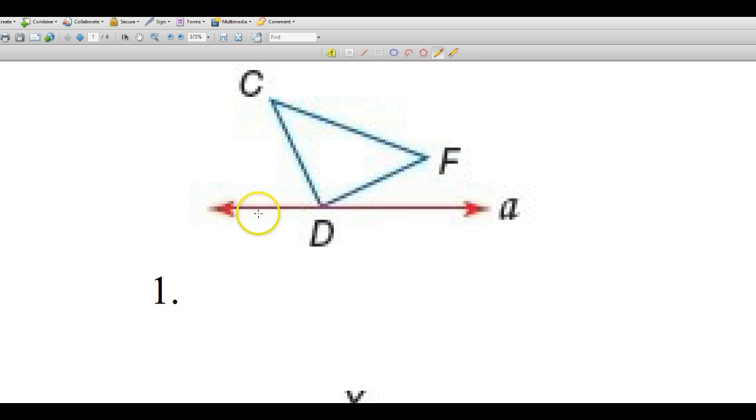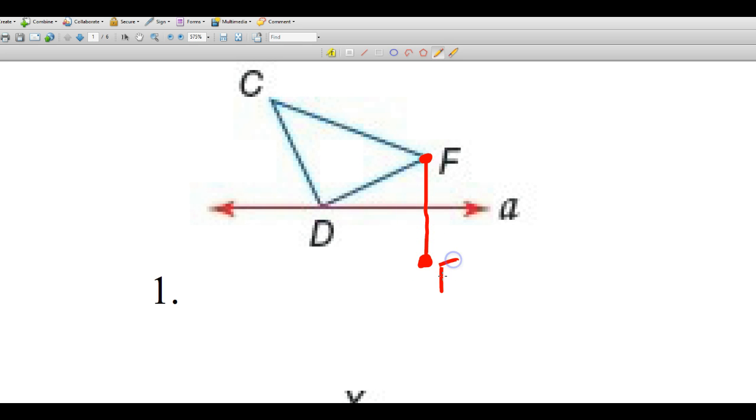This is lesson 9.1, starting on page 627, reflections. For number 1, copy the figure and the given line of reflection, then draw the reflected image in this line using a ruler. So the process for this is to, from a vertex, draw a line perpendicular to the line of reflection, and to copy the distance from that line to the pre-image and then to the image.